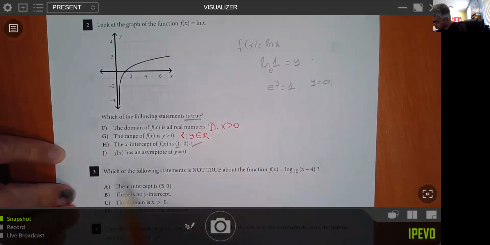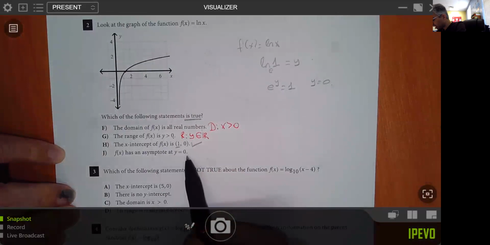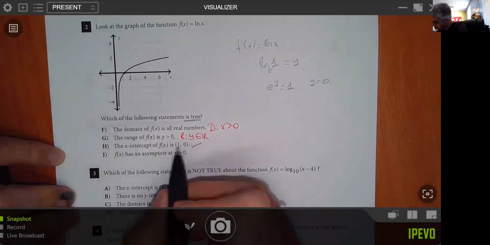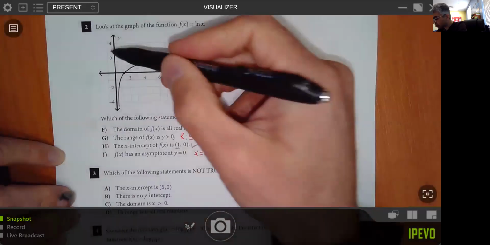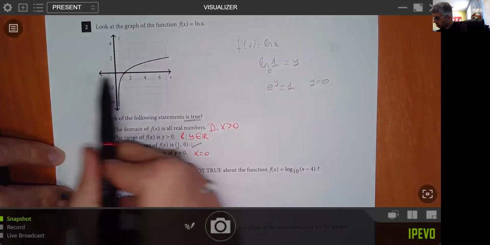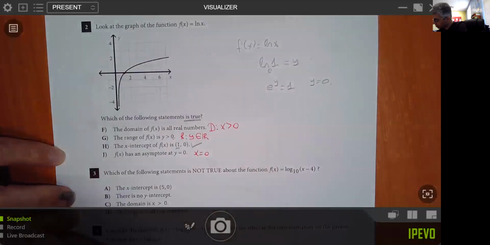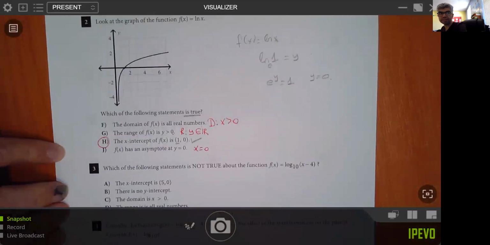Let's check the other one. f of x has an asymptote at y equals 0. Unfortunately, this is not correct. It has an asymptote at x equals 0. That is the vertical line. y equals 0 is the horizontal line. So the answer is H. I hope it's clear.